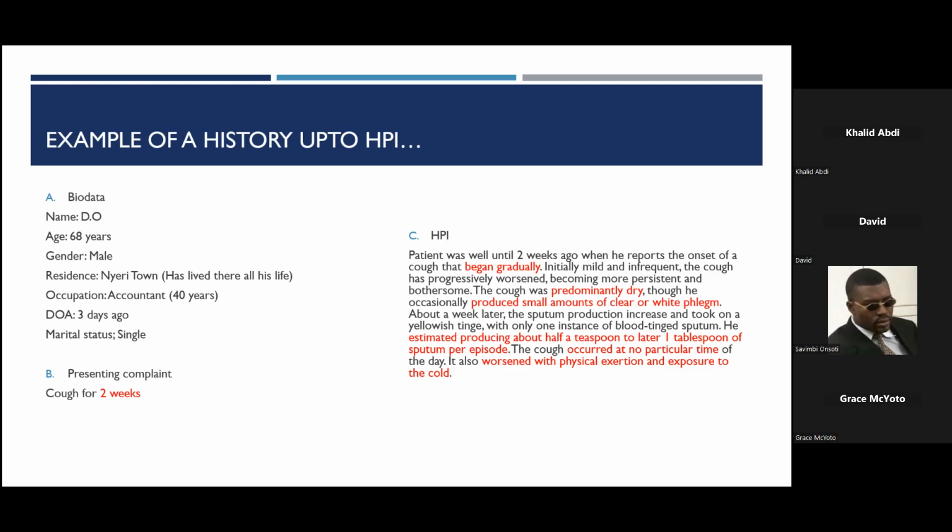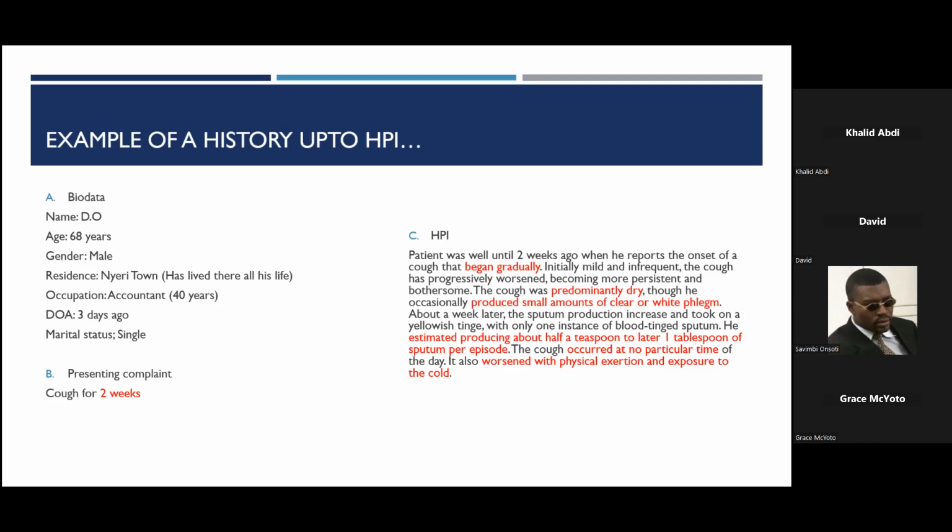Patient was well until 2 weeks ago when he reported the onset of a cough that began gradually. Initially mild and infrequent, the cough has progressively worsened, becoming more persistent and bothersome. The cough was predominantly dry, though he occasionally produced small amounts of clear or white phlegm. About a week later, the sputum production increased and took on a yellow tinge, with only one instance of blood-tinged sputum. He estimated producing about half a teaspoon to later 1 tablespoon of sputum per episode. The cough occurred at no particular time of the day. It also worsened with physical exertion and exposure to cold.